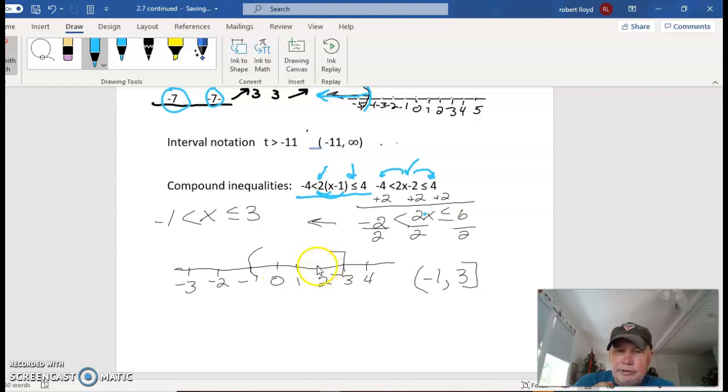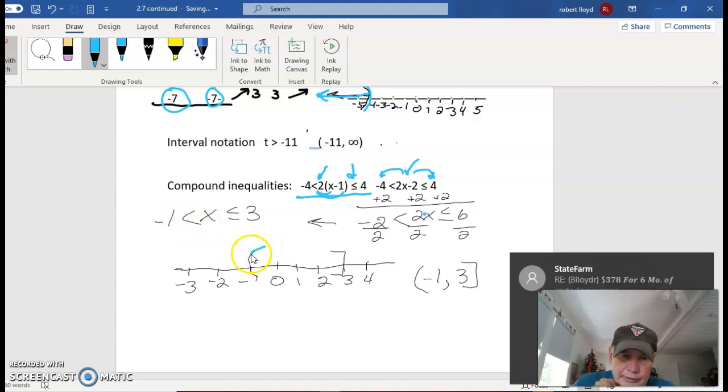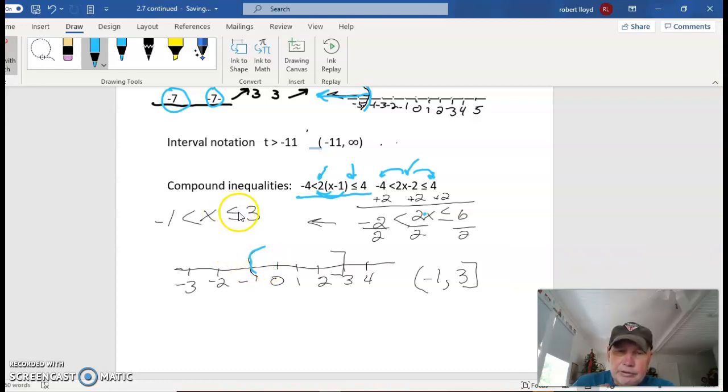So on your number line, x has to be greater than -1. So there's no equal sign in that. So we're going to use a parentheses at -1. And then x also has to be less than or equal to 3. It can equal it, so we're going to have a bracket to represent that the 3 is included. And so it's all these numbers in between.